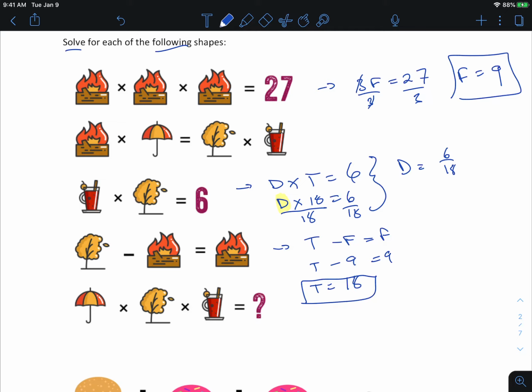And 6 divided by 18. You can reduce that. If you wanted to, you could divide the top by 3 and divide the bottom. Actually, sorry, you could go bigger. So the way you reduce, have you ever been shown how to reduce fractions?